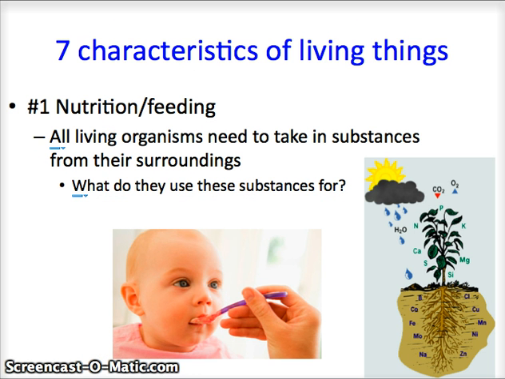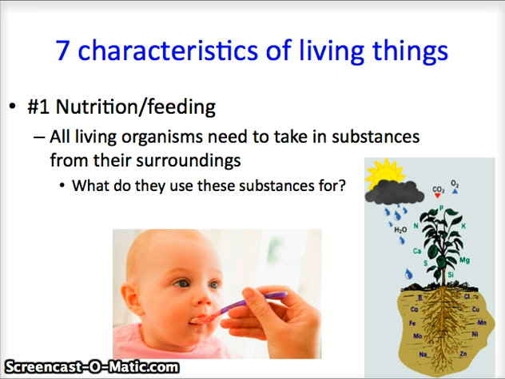So number 1 is eating, feeding, nutrition. We make this one number 1 because the rest of the steps couldn't happen without number 1. All organisms need to take in substances from their surroundings, and there's no exceptions to that rule. The 2 pictures we have down here are obviously a human eating food, and then on the right we have a plant taking up all the nutrients that it needs to survive.